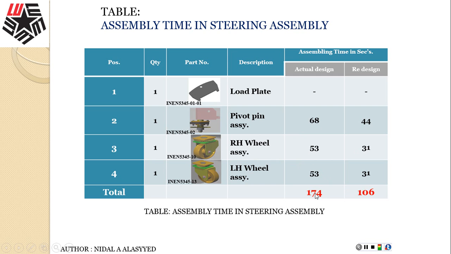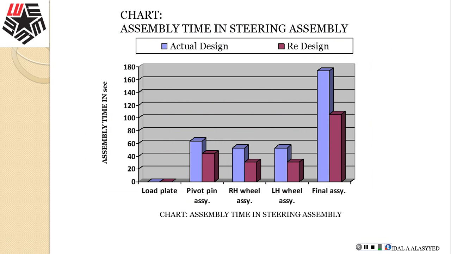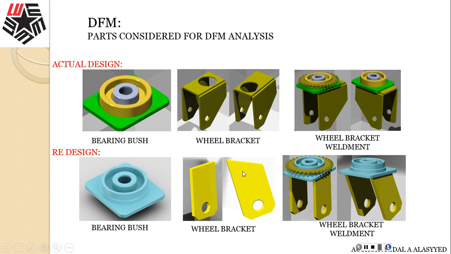So you're talking about 174 versus 106 seconds in assembly time saving alone. Assembly time in steering assembly is also put in a chart here for simplicity, to show you every single stage, from pivot to right wheel to left wheel assemblies and sub-assemblies, and what the time saving in assembly time is. Here are other parts which I have discussed in brief before about the design for manufacturing parts.